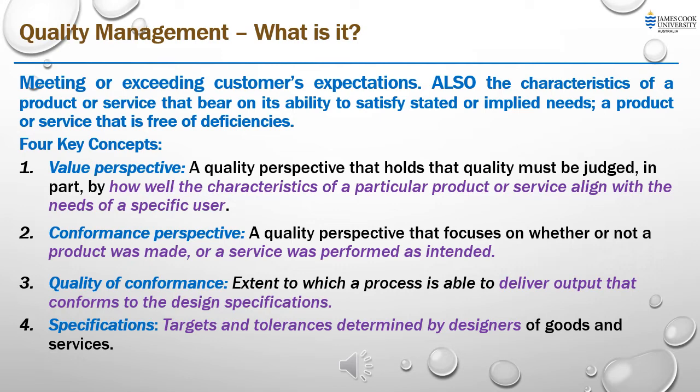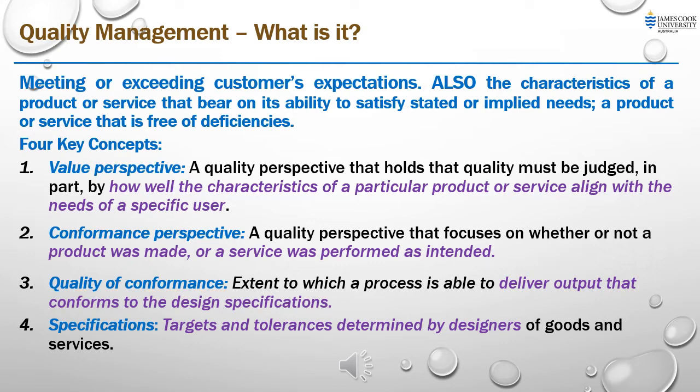There are also four concepts here: value perspective, conformance perspective, quality of conformance, and the specification. By looking into value perspective, we're looking at how quality must be judged in part on how well the characteristics of a particular product or service align with the needs of the specific user. The conformance perspective focuses on whether or not the product was made or a service was performed as intended.